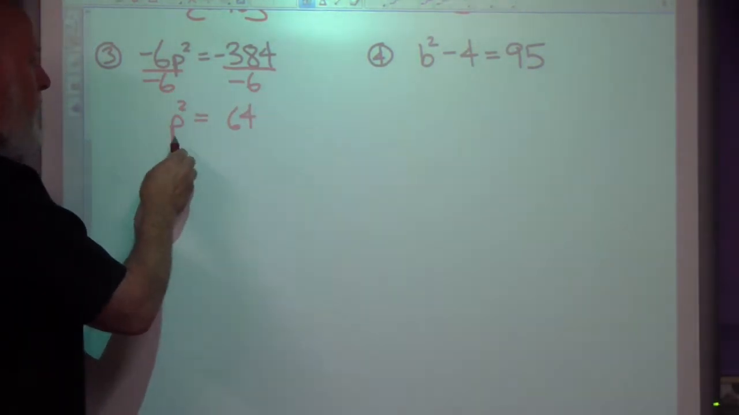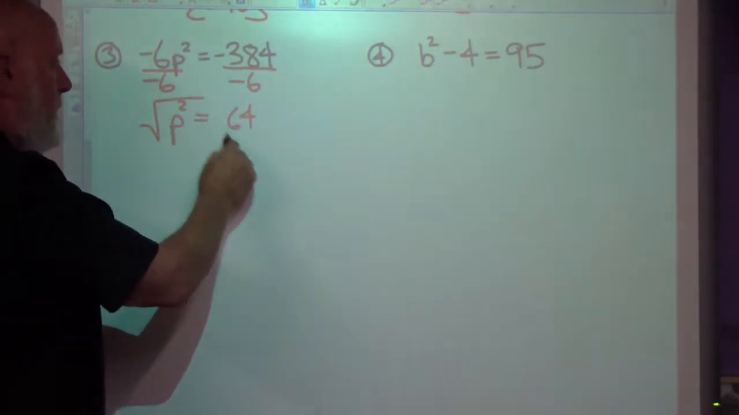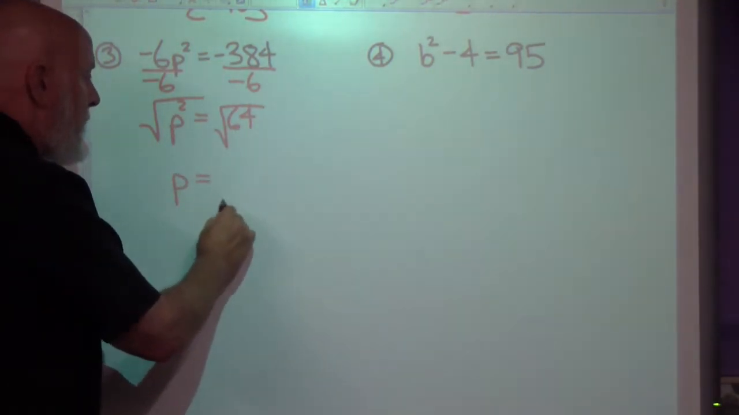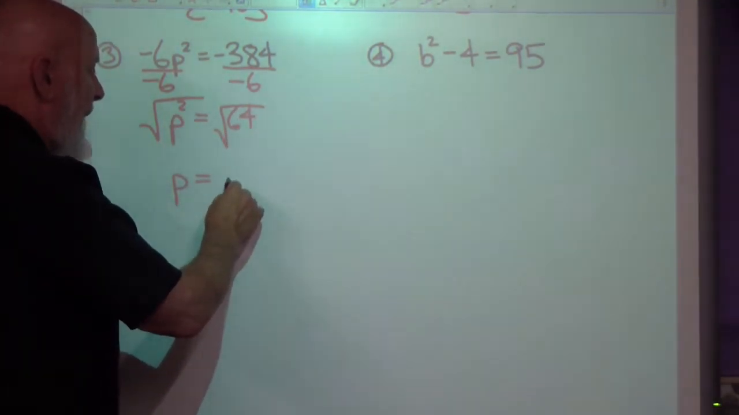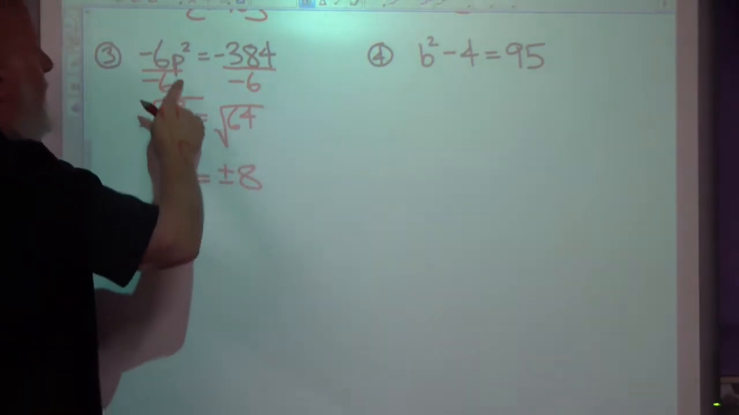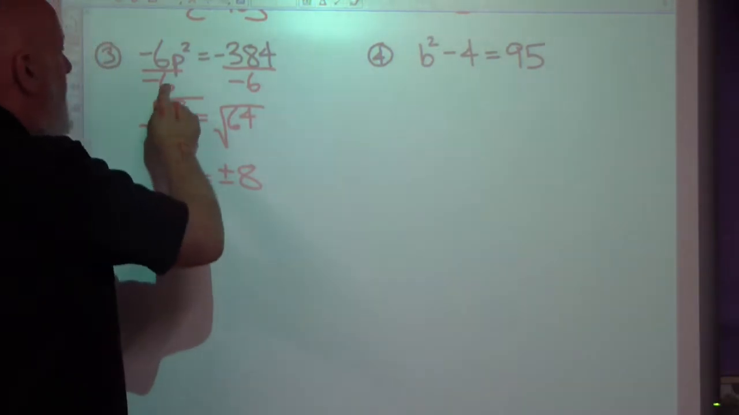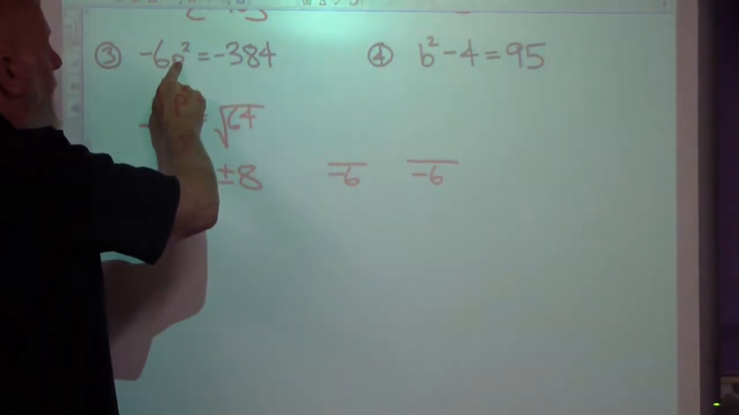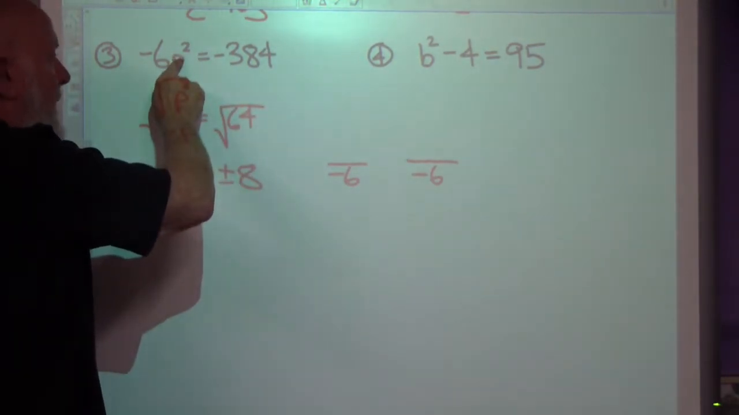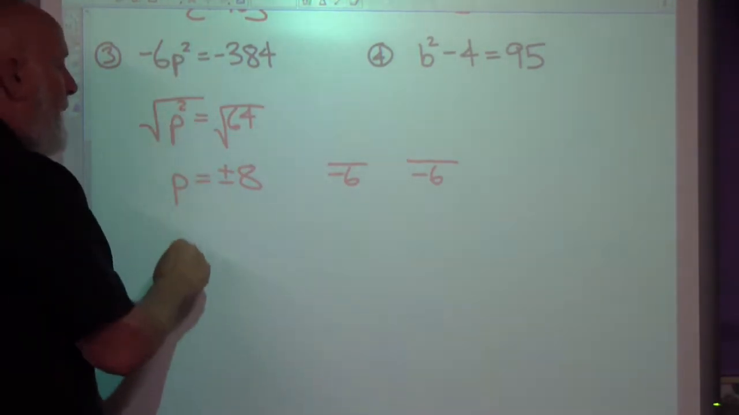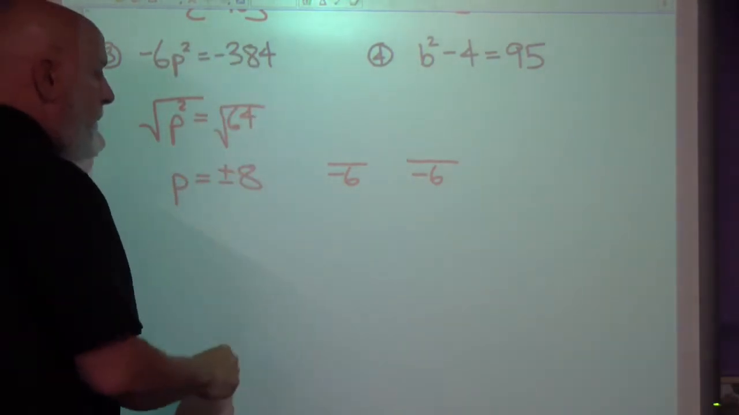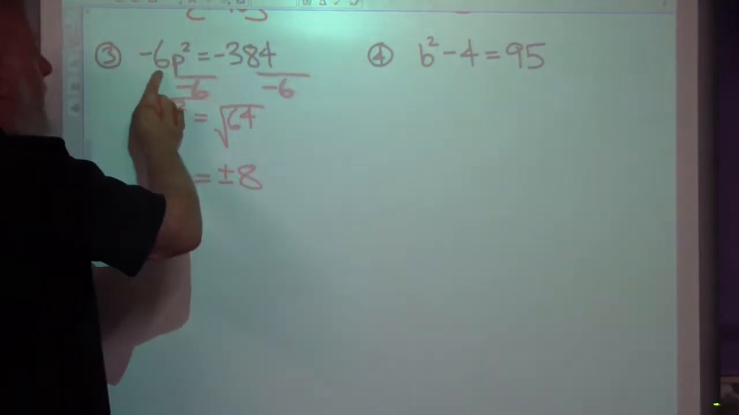Now I'm going to take the square root of both sides. And this will give me p is equal to, the square root of 64 is 8, so it'll be plus or minus 8. Positive or negative 8 are the values I can plug into this original equation and get negative 384. If I plug in a positive 8, I'll get it. If I plug in a negative 8, because negative 8 times negative 8 is 64, 64 times negative 6 is negative 384. So there we go.